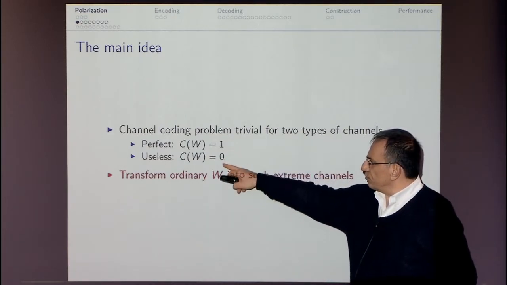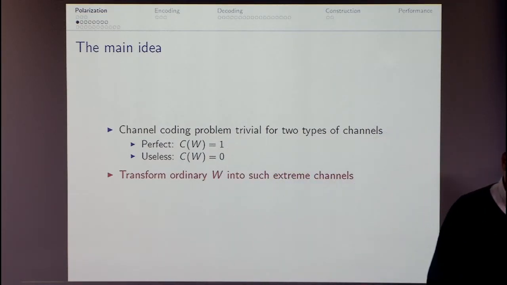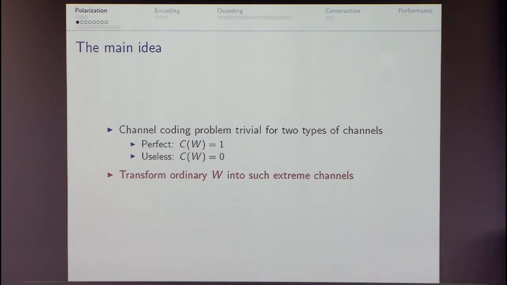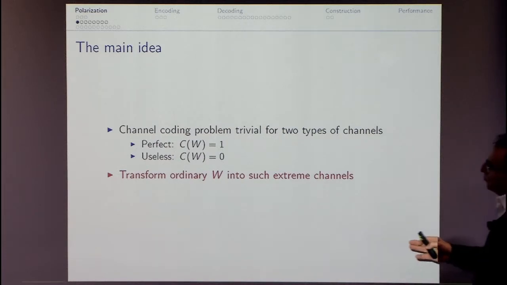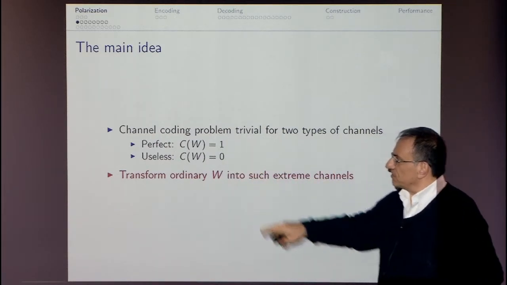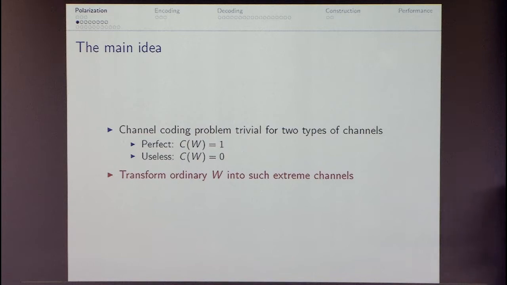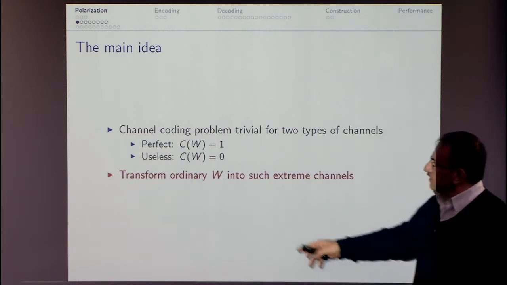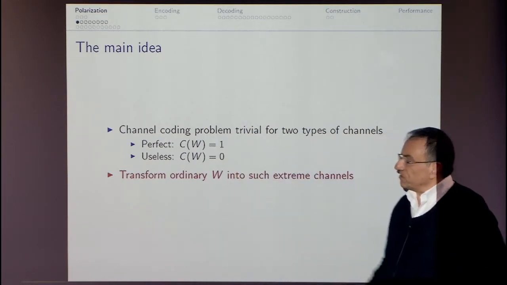We know how to do perfect coding, optimal coding for these two channels. Otherwise, it is a difficult problem to do coding, except for these two trivial cases. The channel coding problem gets much harder immediately as soon as you are not in one of these two cases.